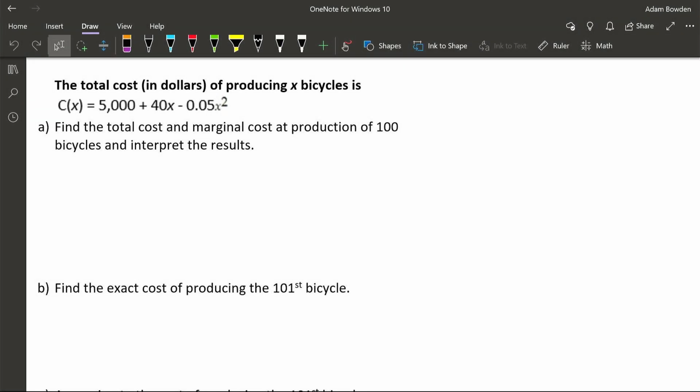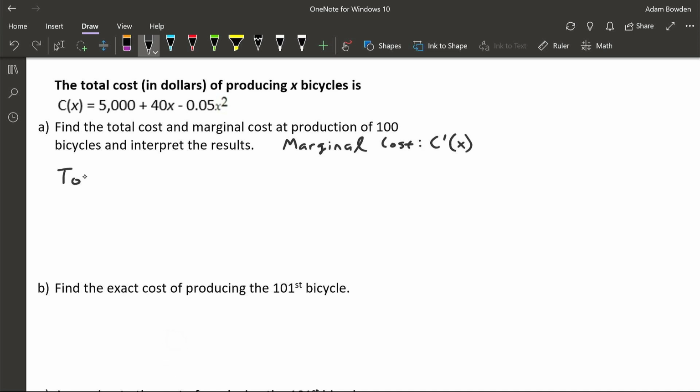For this next one, we're going to use this cost function C(x) = 5,000 + 40x - 0.05x². We're going to find the total and marginal cost at a production of 100 and interpret the results. Keeping in mind again, marginal cost is basically the derivative of the cost function, C'(x).